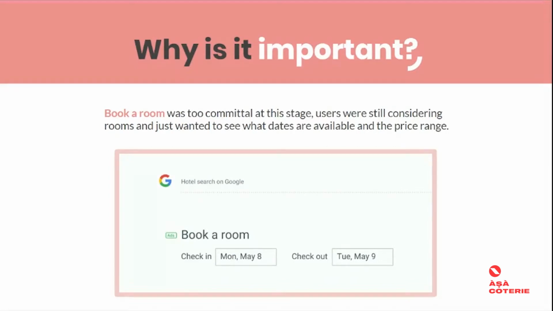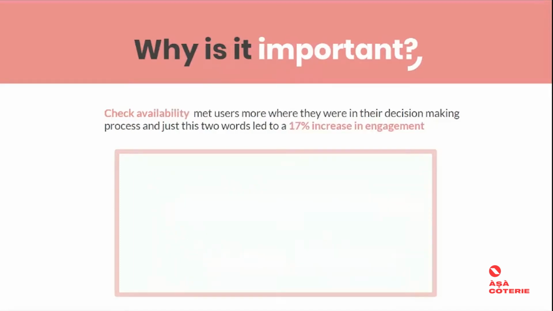So basically, this was the before screen for people that wanted to search for hotels on Google. And the headline or the title here said book a room. And at this stage, for users, book a room was too committal. That was not where their mindset was. Users were just trying to check about rooms, check what dates are available, check the price range. And when they saw book a room, it felt like that was prompting them to book there and then, and it led to a lot of drop off.